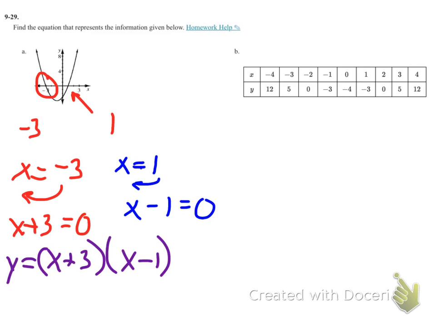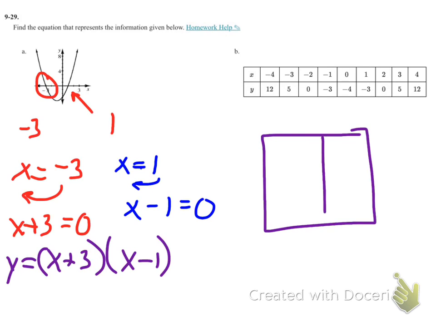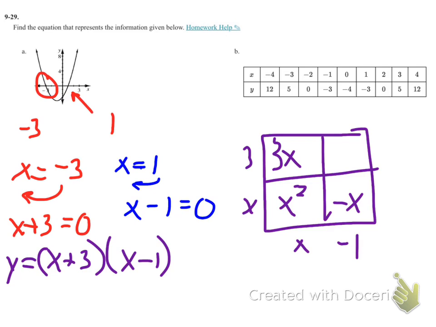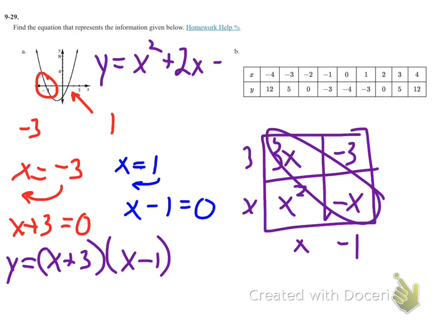If I want to write it in standard form, I just make a generic rectangle and multiply it out. So x squared, 3x and -x, and -3. So now the equation in standard form is x squared, combine my like terms, 2x minus 3.